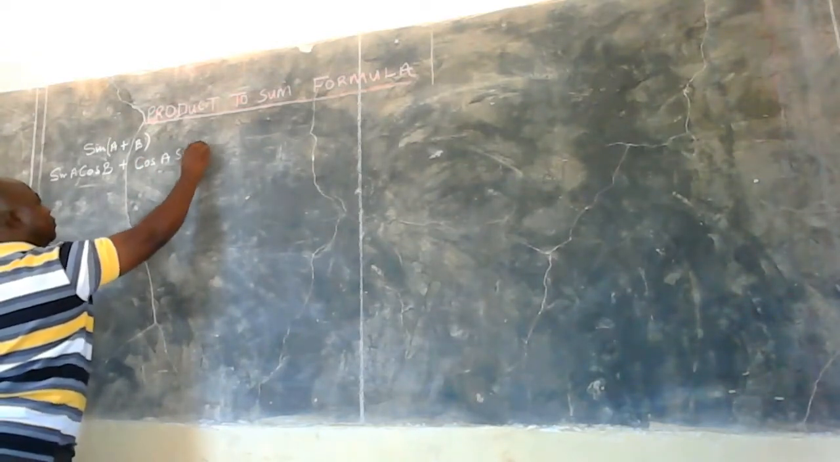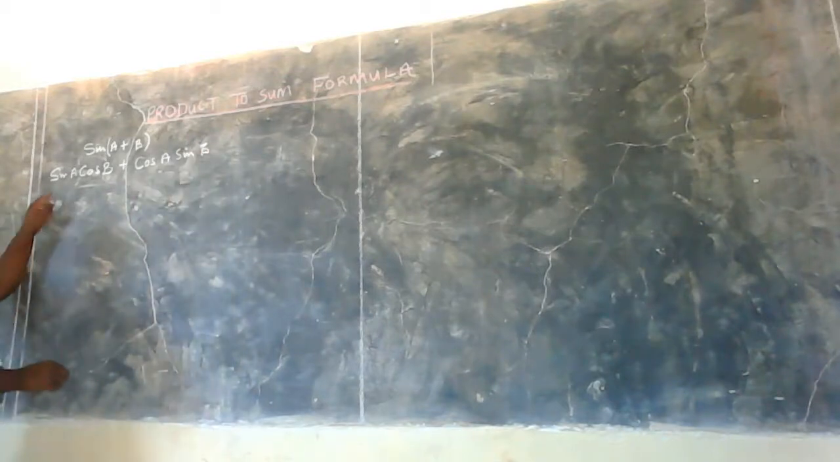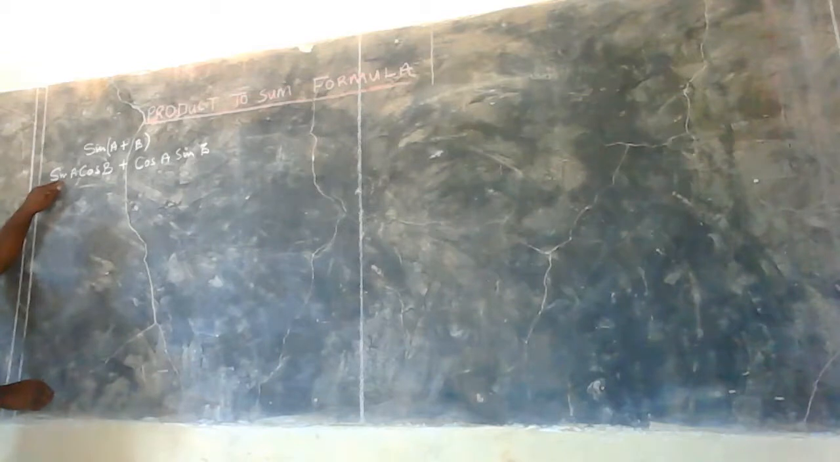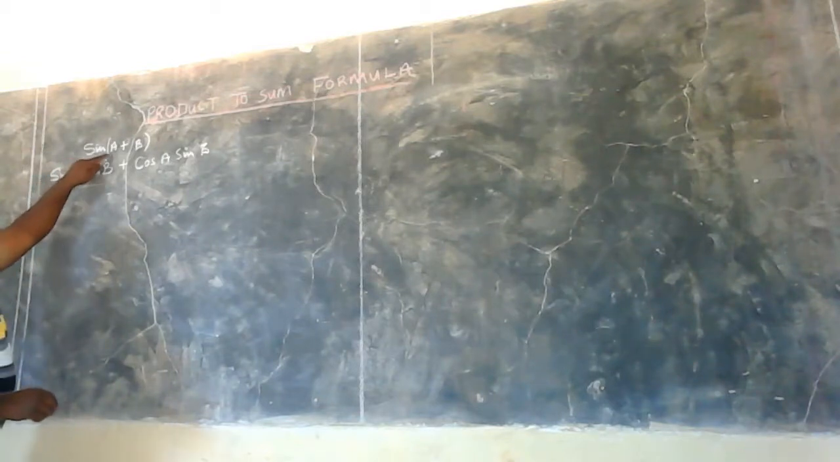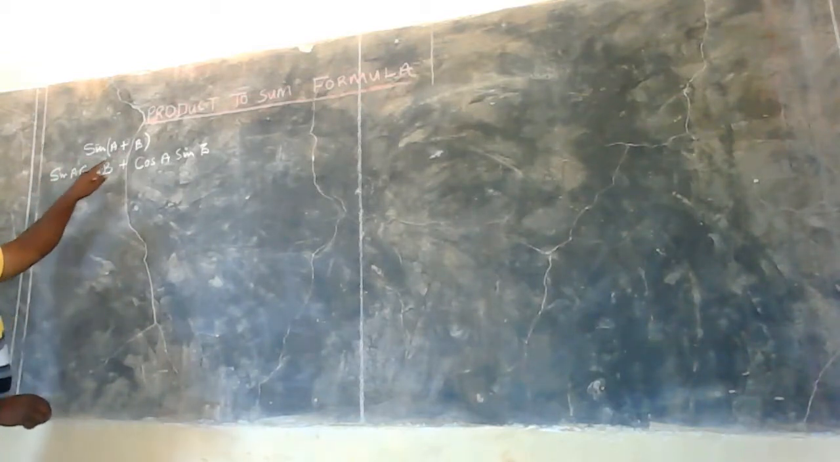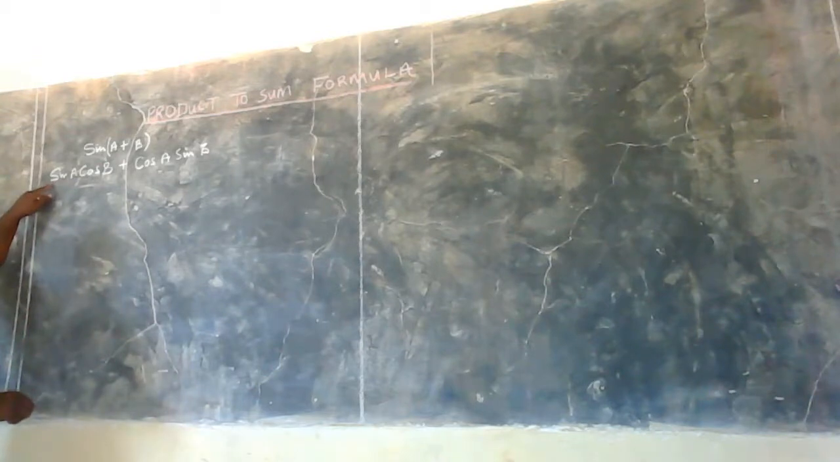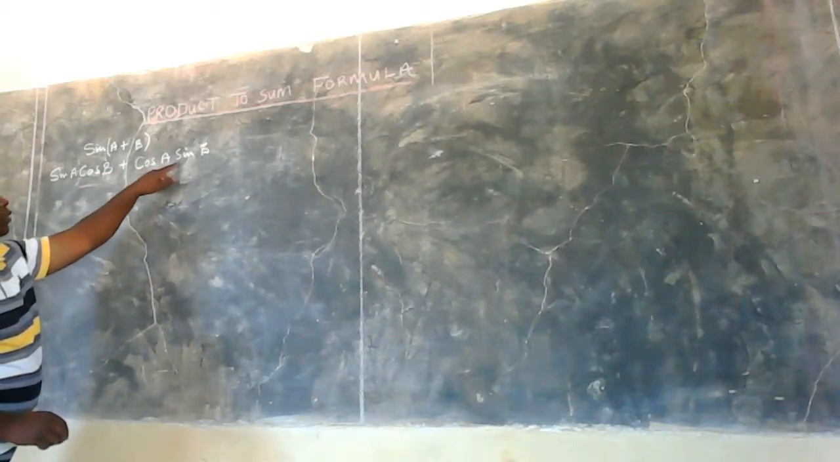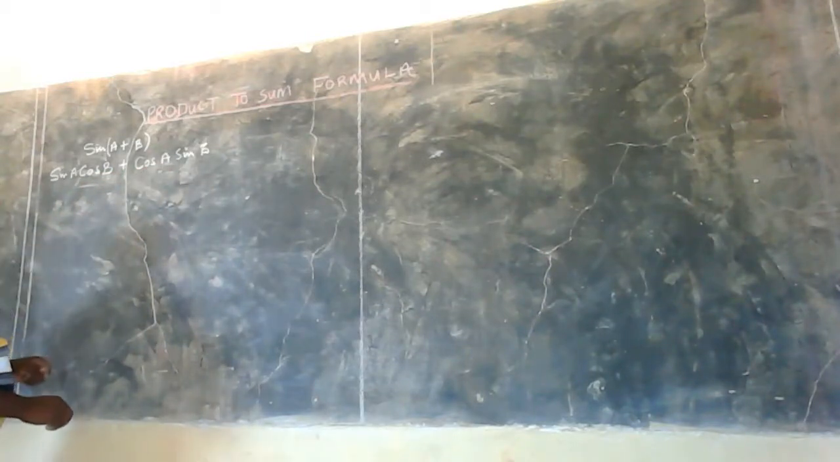Sine A plus B, we can easily expand this as sine A cos B plus cos A sine B. Now, this is just the usual sine expansion. I have sine A plus B here, and after expanding that, it will give me sine A cos B plus cosine of A sine of B.